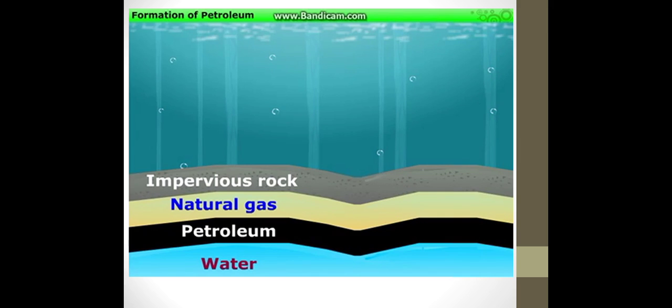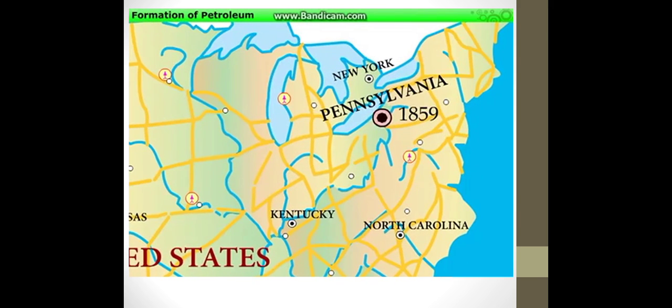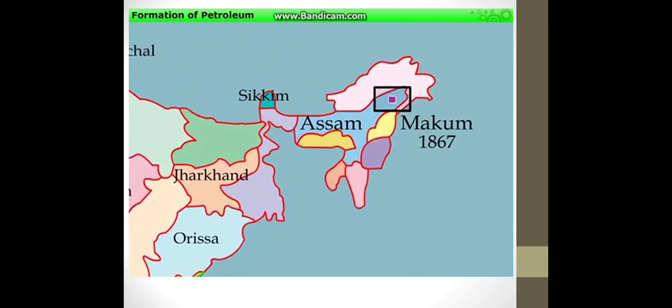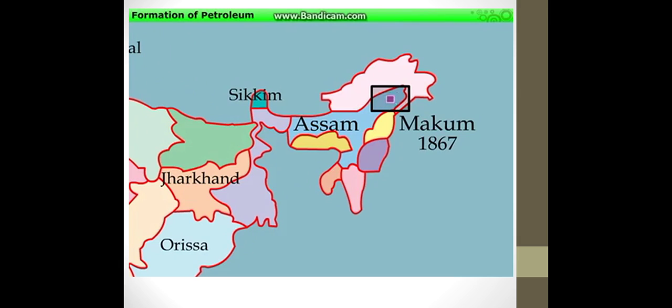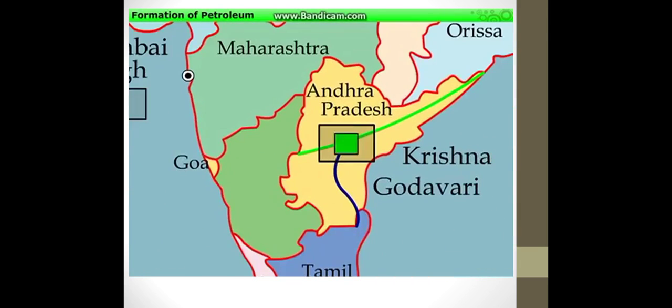Petroleum layer is formed above the underground water layer, as it is lighter than water. Petroleum is a non-renewable resource and is used on a very large scale. The world's first oil well was drilled in Pennsylvania, USA, in 1859. About 8 years later, that is, in 1867, oil was found at Makkum in Assam. In India, oil is also found in Gujarat, Mumbai High, and in the basins of Godavari and Krishna.